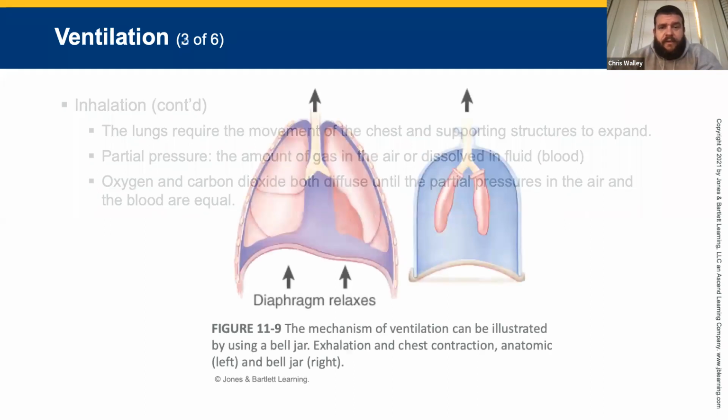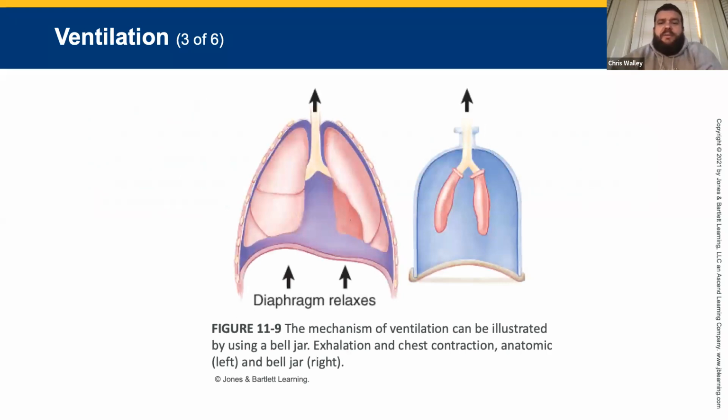So the mechanism of ventilation can be illustrated by using a bell jar. The inhalation and chest expansion is on the right, where the bell jar is. Exhalation and chest contraction is on the left. So the air is going out. As you can see, there's no pressure here, so this is just exhaling. Inhalation creates negative pressure, where the lungs are going to get bigger.